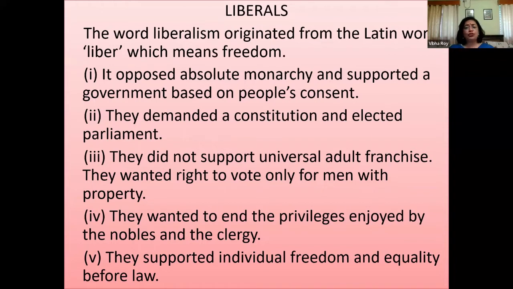They did not support universal adult franchise and they wanted the right to vote only for men with property. In those days, women were not given any importance. Even when they were fighting for their rights, only the men were fighting. They did not want a voting facility for everybody. Initially, they wanted voting only for men who had property, meaning who were rich. They wanted to end the privileges enjoyed by nobles and clergy, and they supported individual freedom and equality before the law. But this was only for men with property.